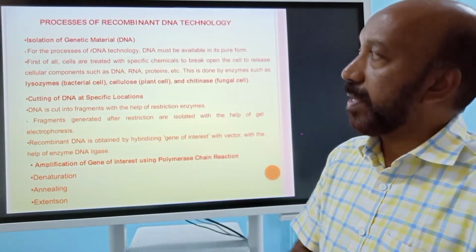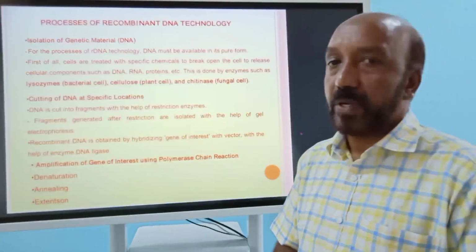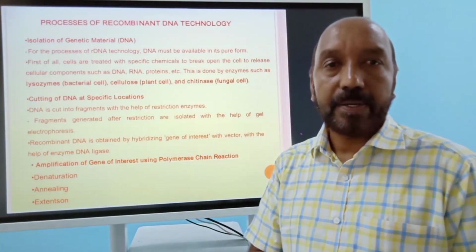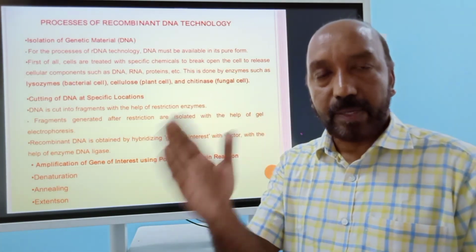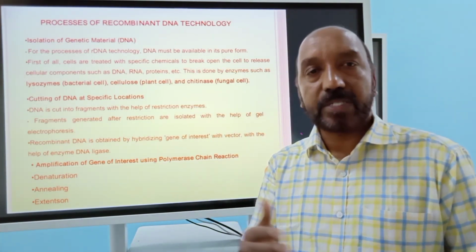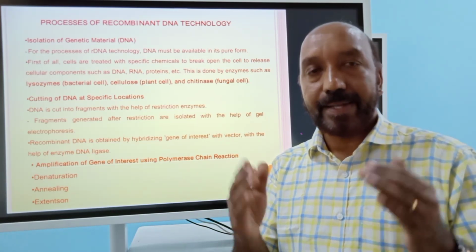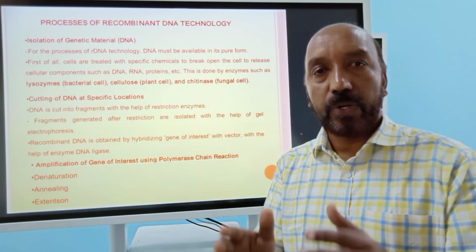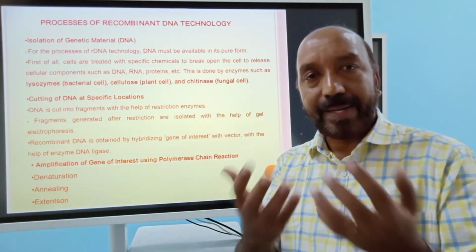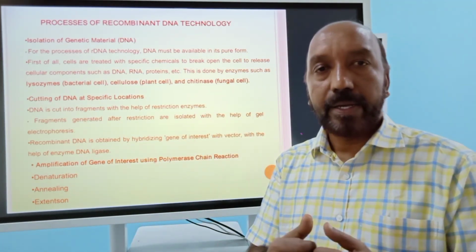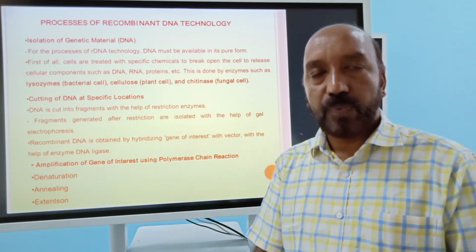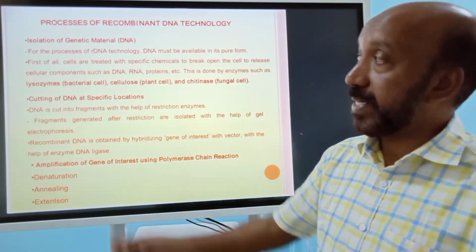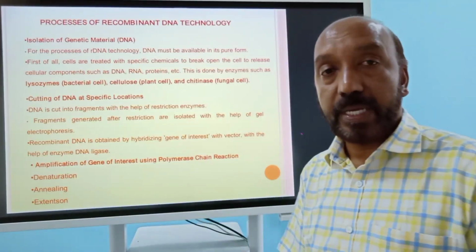So here we can see the process of recombinant DNA technology. There are different steps. The first step is isolation of the genetic material. Second is cutting of the genetic material, and third is amplification of genetic material by the polymerase chain reaction. Next is insertion or introduction of the genetic material into the host body. Next is getting the product of the rDNA or the gene of interest, and the last one is separation or purification, namely the downstream process. Let us see what the essential requirements are.